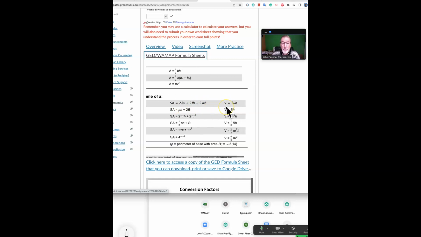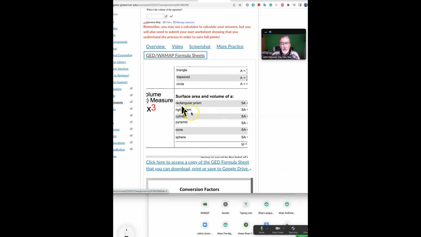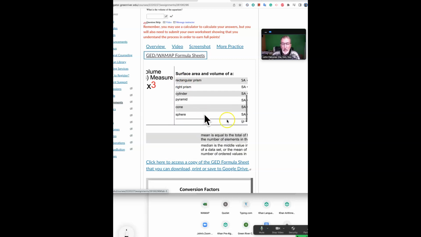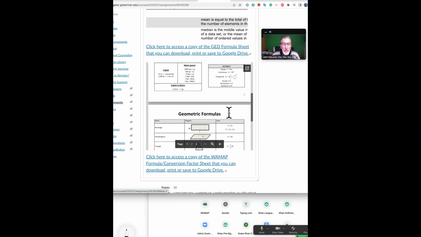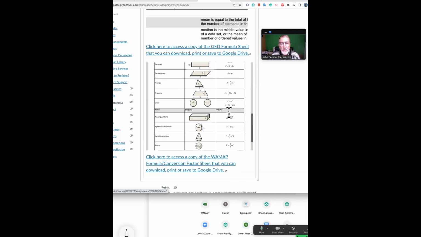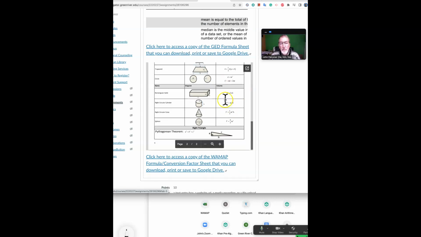And that surface area, we're looking at volume, which is a lot easier. It's length times width times height. So when you want to figure out the volume of a rectangular prism, it's length times width times height. And let's go down to the next sheet and see what the WAMAP worksheet says. Volume equals length times width times height.